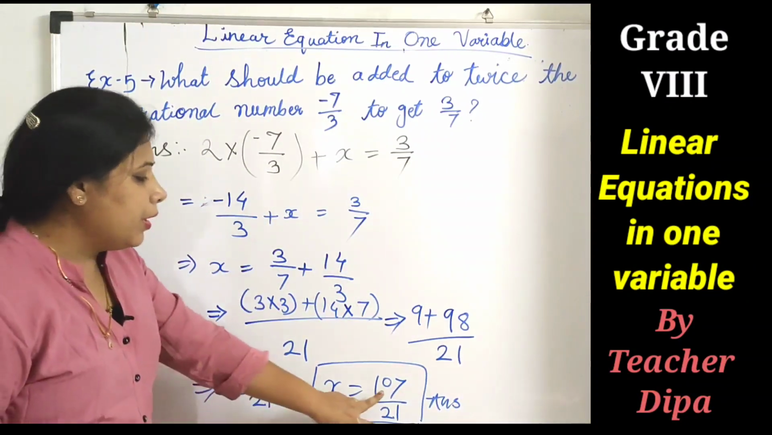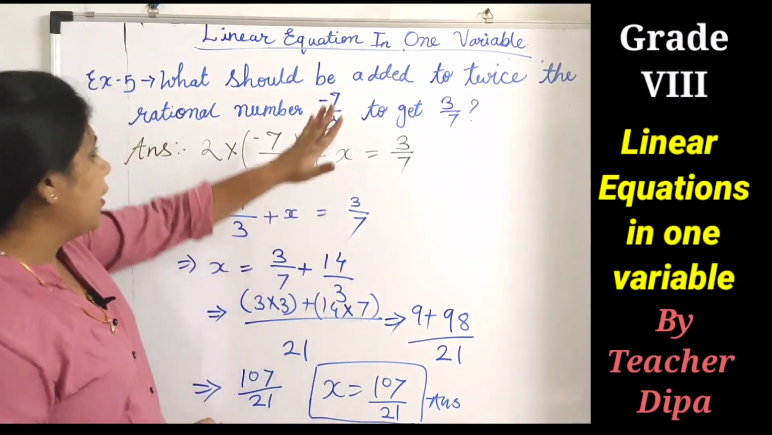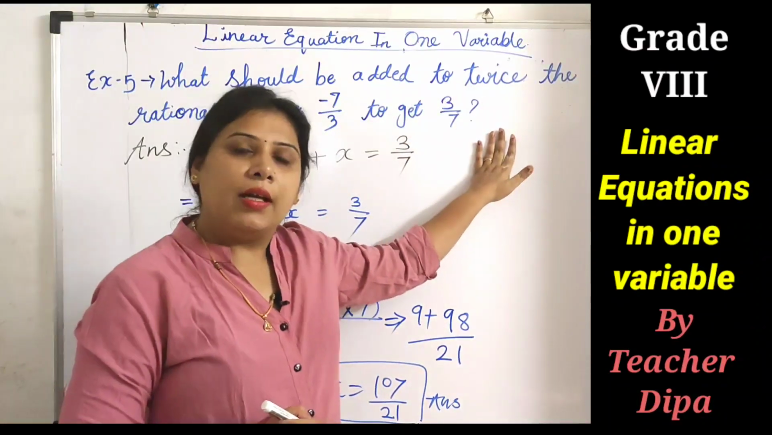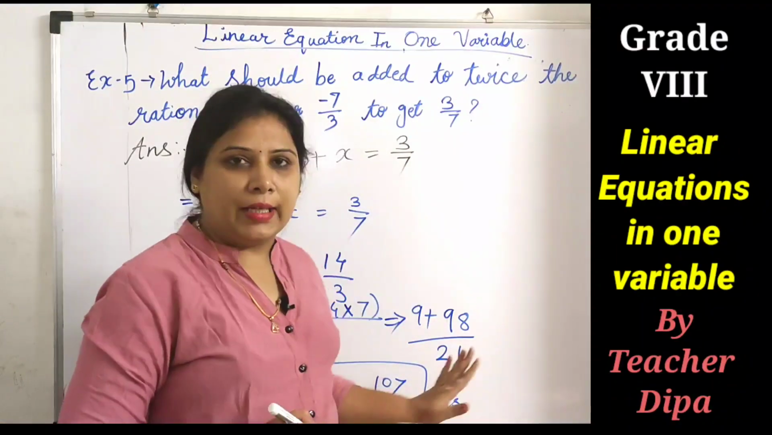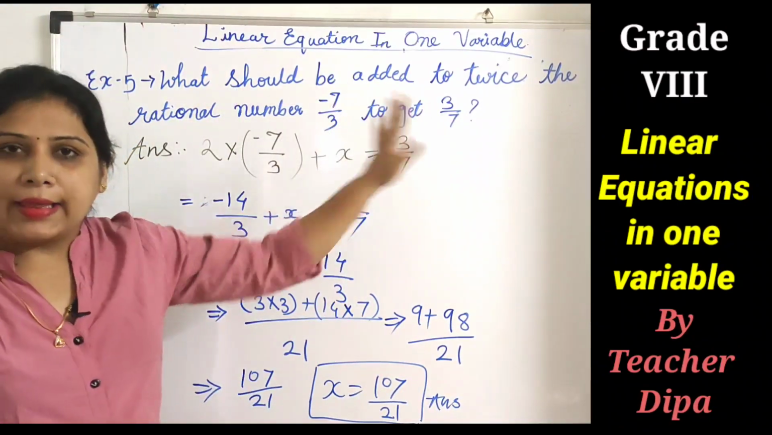So that number will be 107 upon 21. This number should be added to twice the rational number minus 7 by 3, so we can get 3 upon 7. I hope you are getting this. हमें क्या करना है? Just we have to make the equation by this sum.